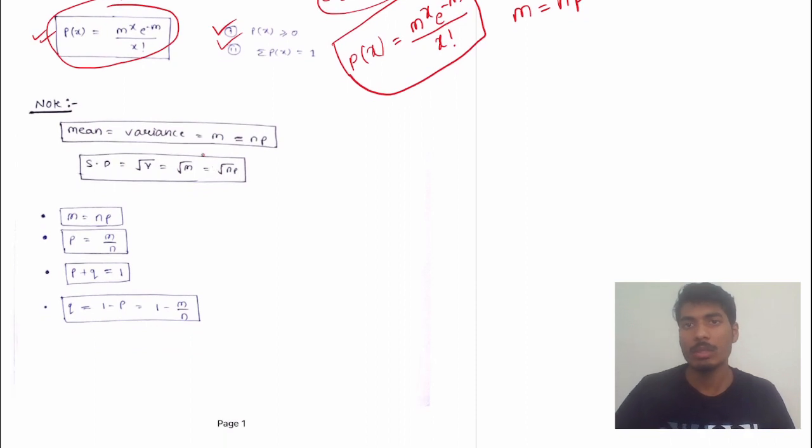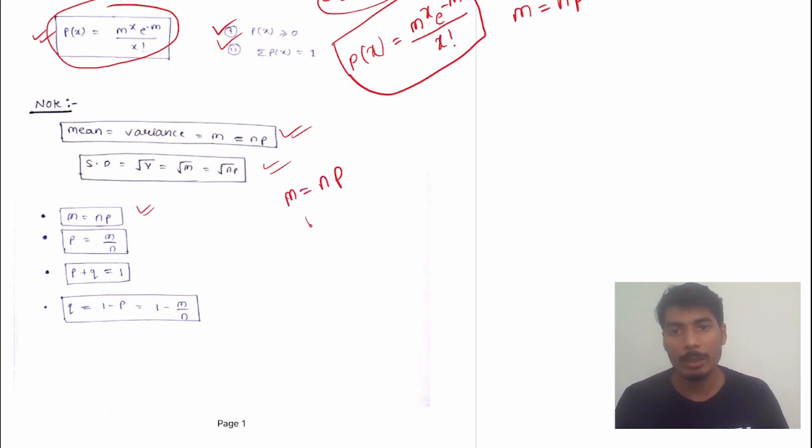Now see mean and variance. For Poisson distribution, mean and variance are the same. The formula for mean is np, and variance is also np. Standard deviation is the square root of variance, that is, root m, root np. Now we know that mean equals np, so we can write p equal to m by n.